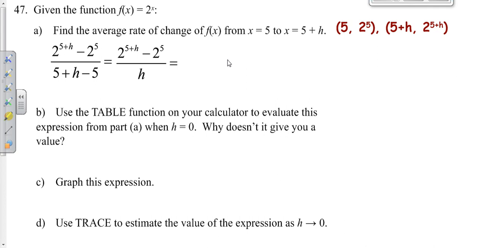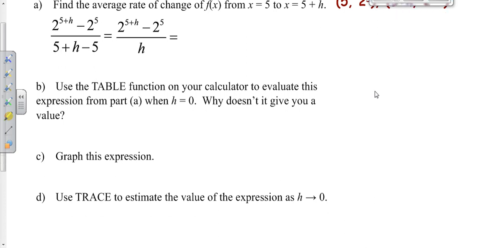It's very similar to your e to the x plus h minus e to the x problem that you had before. If you wanted, you could pull out a common factor of 2 to the 5th, but you don't have to. There's nothing you can really do here to simplify this. Normally, you've been trying to get rid of the h in the bottom. But at this point in your mathematical career, you're not able to get rid of that h in the bottom. So that's all we have here.